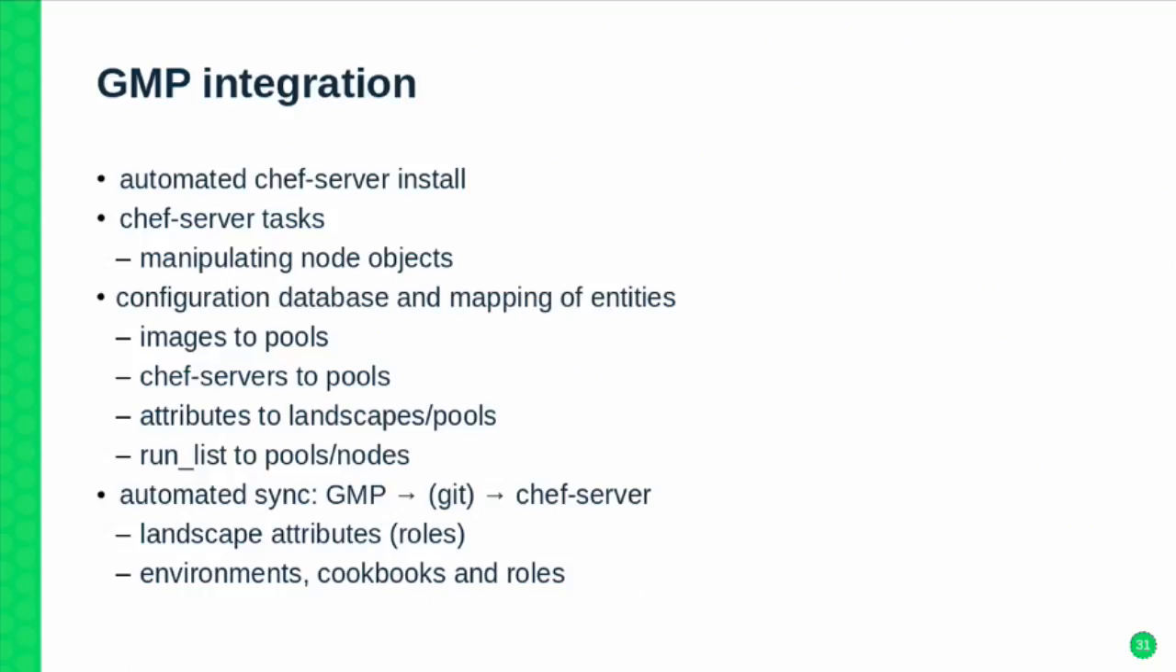And we've got the whole configuration database and the mapping of entities, be it images to pools, or the Chef servers a pool is using. We've got the attributes for landscapes and pools, and the final run list, what is actually done when a new VM or hypervisor is deployed. Also, all the sync automation between GMP, Git, and the Chef servers is integrated now. And all those attributes, environments, cookbooks, and roles are integrated into GMP.